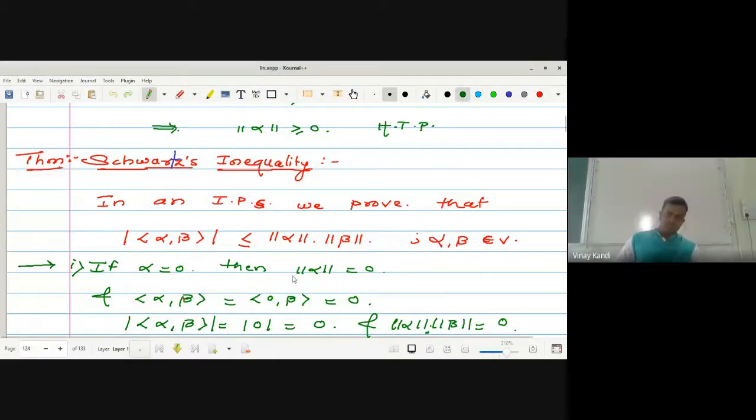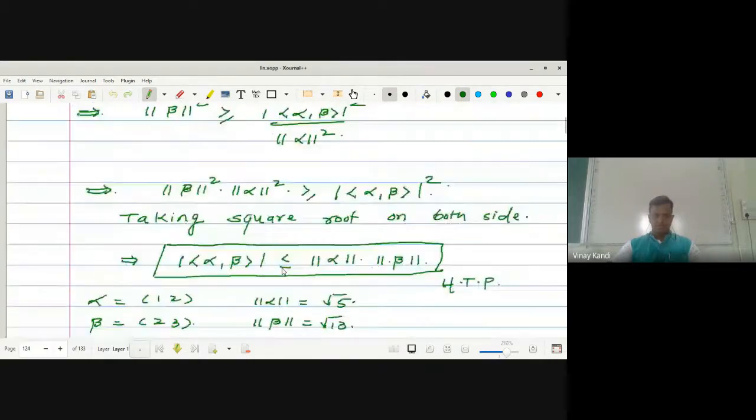So in the last lecture, we've seen the Schwarz inequality. The modulus of the inner product of alpha and beta is less than or equal to the norm of alpha into the norm of beta, for all alpha and beta belonging to V. So this is the Schwarz inequality, and we've also seen the triangle inequality.